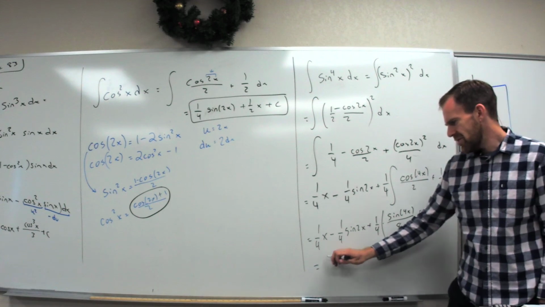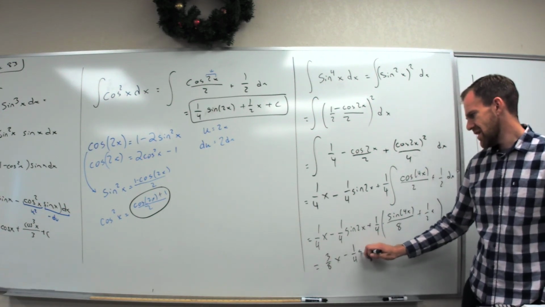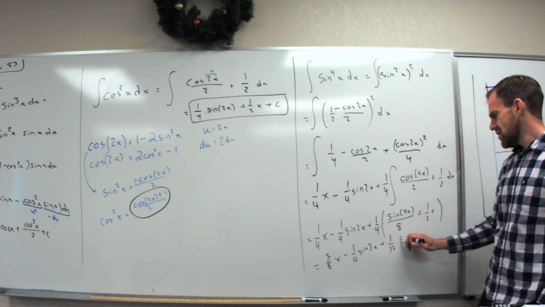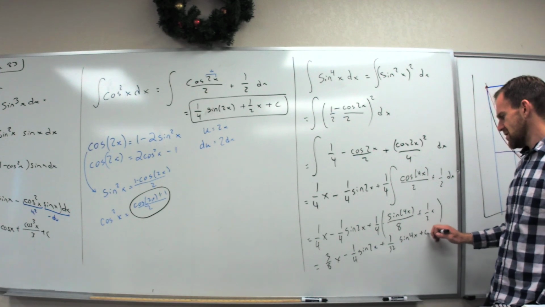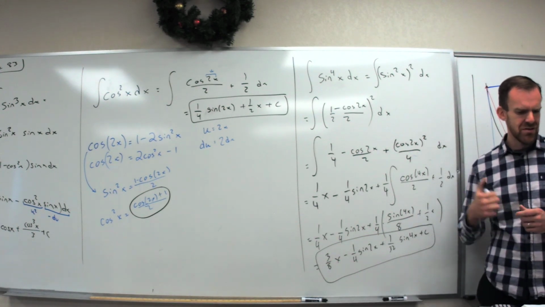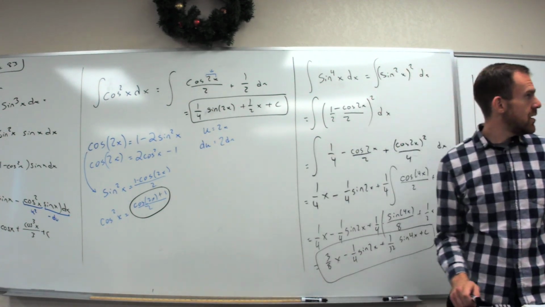Okay. Now I'm happy with that. 3/8 x minus 1/4 sine 2x plus 1/32 sine 4x plus c. Good. Woohoo! That's your lesson. So use those identities, use the correct identities, and they will help.